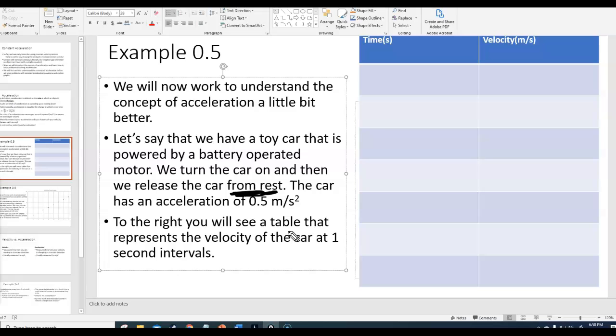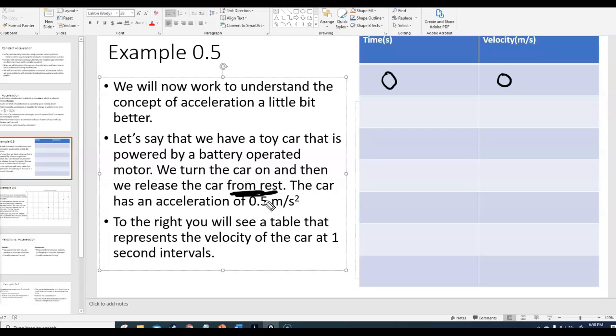So what we're going to do is build a table that shows how the velocity of the toy car changes over time, given an acceleration of 0.5 meters per second squared. At time t equals 0, that means at the beginning of the problem, at 0 seconds, my velocity is 0 meters per second. How do I know that? Because it says it starts from rest. If something starts from rest, that means it has an initial velocity of 0.